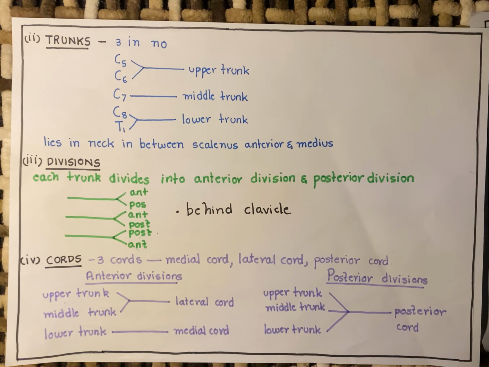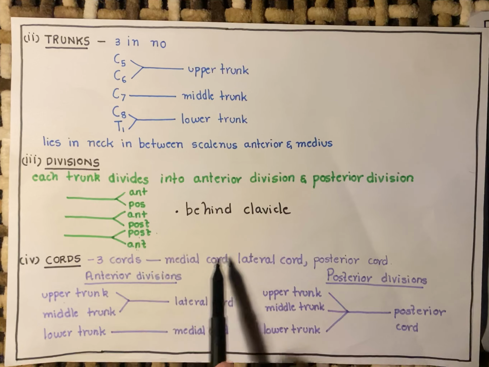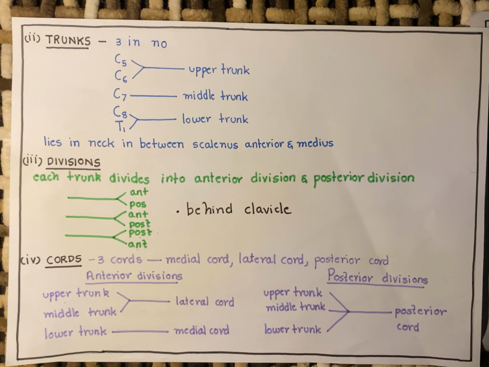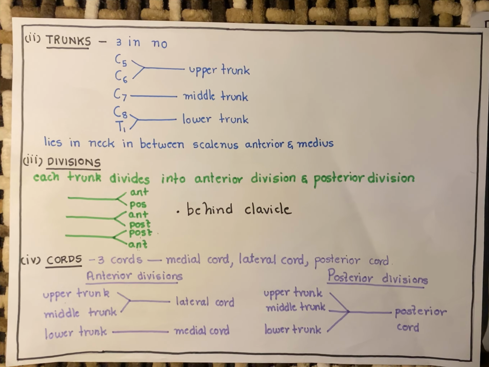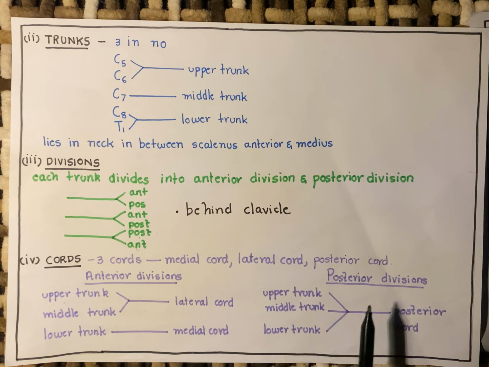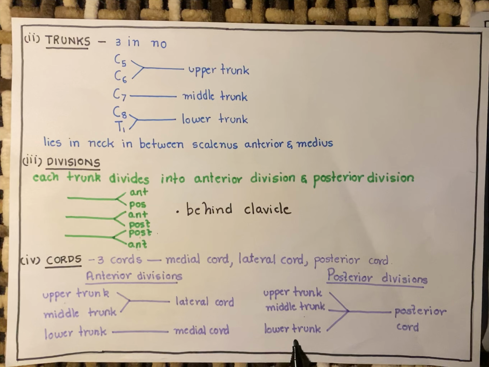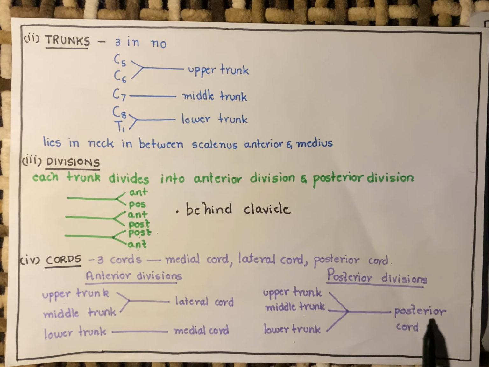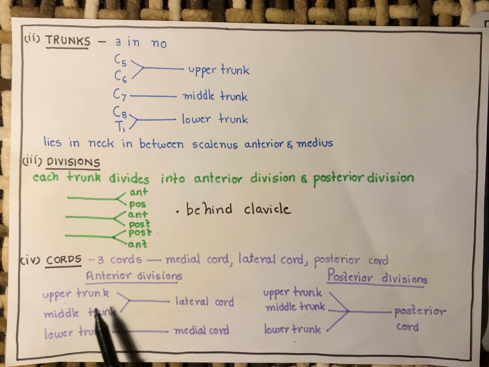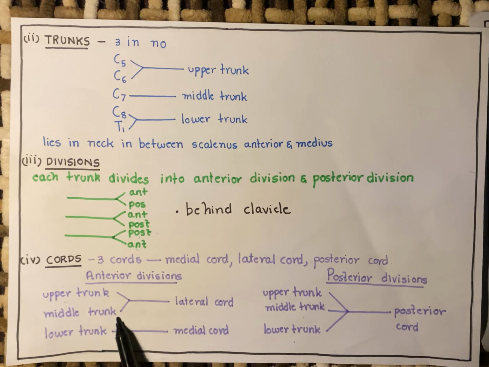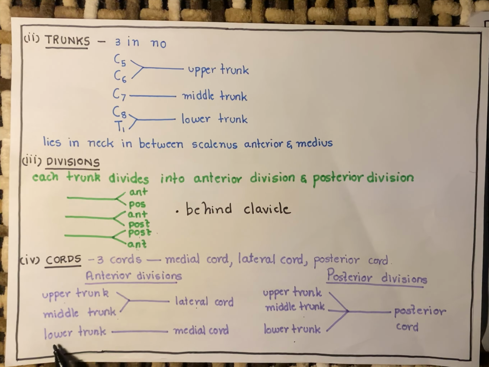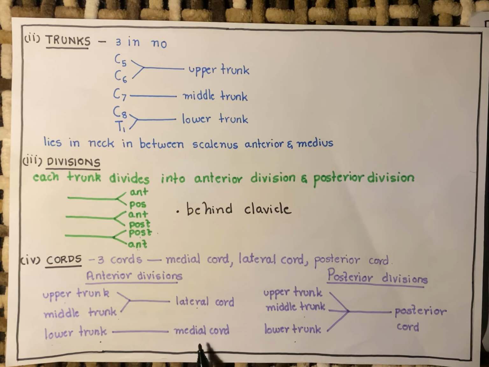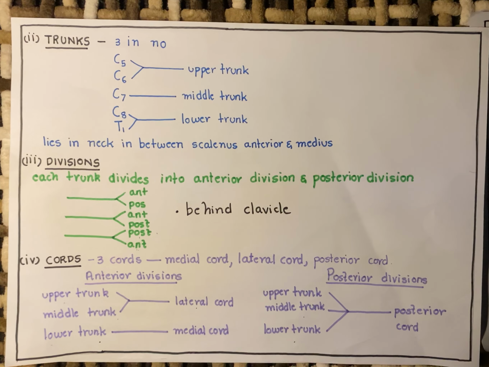So divisions, each trunk divides into anterior, posterior, and these divisions are situated behind the clavicle. Cords are going to be three in number: the medial cord, lateral cord, and the posterior cord. The posterior divisions of upper, middle, and lower trunk fuse with each other in order to form the posterior cord. And the anterior divisions of upper trunk and middle trunk together form the lateral cord, and the anterior division of the lower trunk itself continues as the medial cord.